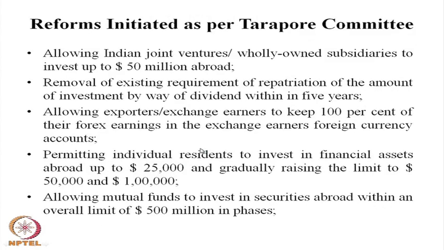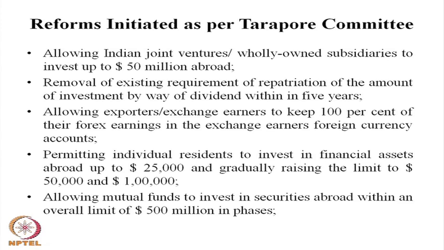Following the Tarapore committee recommendations, there have been some significant reform measures that the Government of India and the RBI have initiated. The RBI has allowed Indian joint ventures and wholly owned subsidiaries to invest 50 million abroad. Similarly, the existing requirement for repatriation of investment proceeds by way of dividend within 5 years was removed; the dividend can be repatriated by the investor at any time. Similarly, exporters and exchange earners are allowed to keep 100% of their forex earnings in foreign currency accounts.